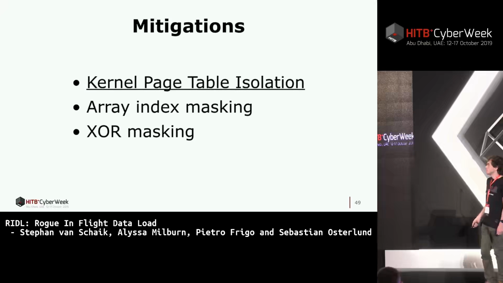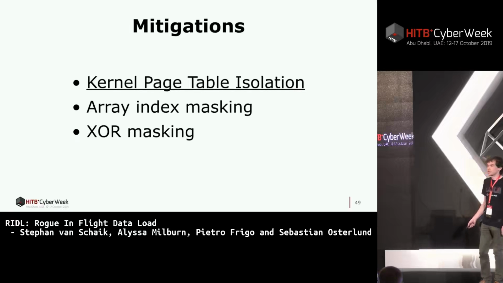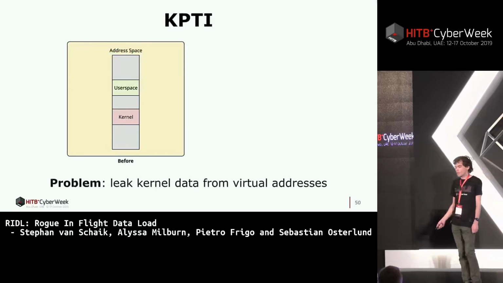So what are the mitigations against these things? There are different ones, especially depending on the kind of attack we're talking about. Kernel page table isolation is the one against Meltdown, but there's also array index masking against Spectre and some masking against Foreshadow. And for this talk, we're simply going to focus on the Meltdown part.